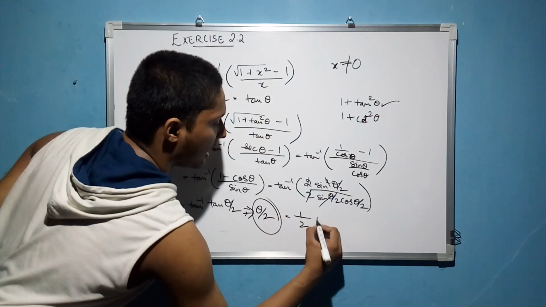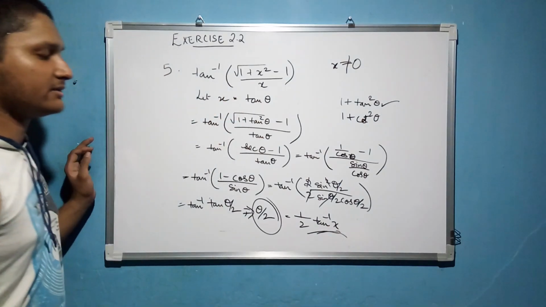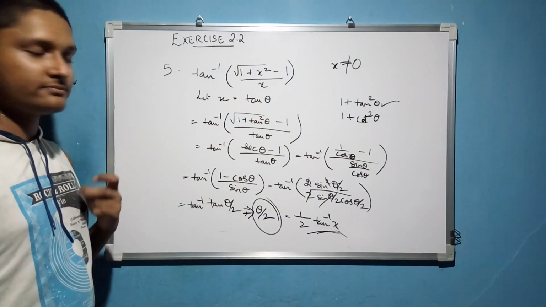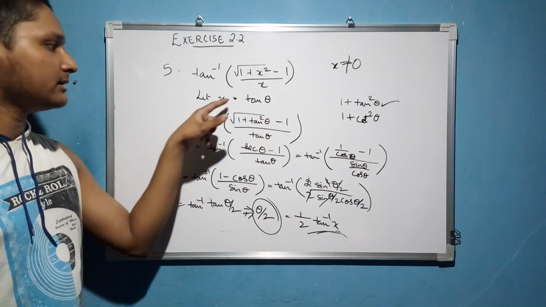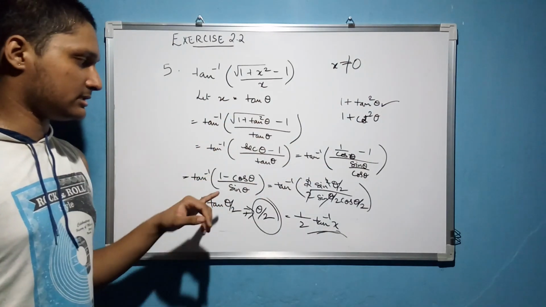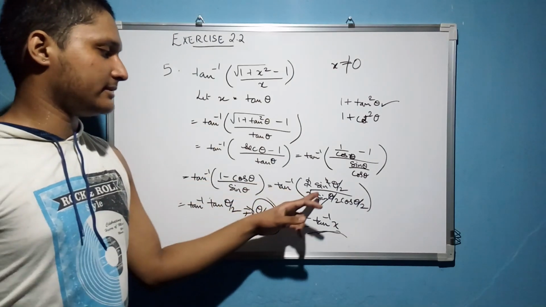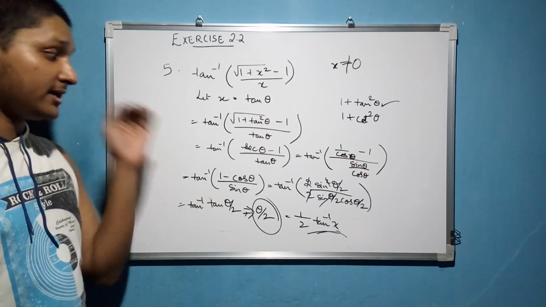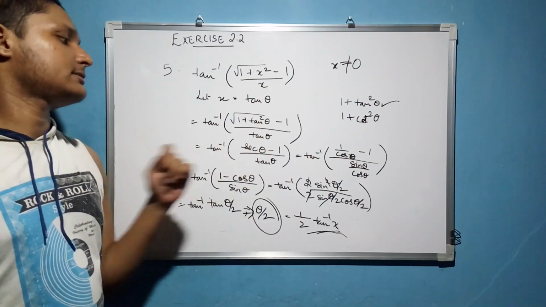So this comes to be half tan inverse x, which is the simplified form. This is sin theta. This is what we had substituted to be tan theta, and for simplification it is easier to go with this. That's why I am taking this. So later, just by applying 1 minus cos theta is equal to 2 sin square theta by 2, I'm substituting this.